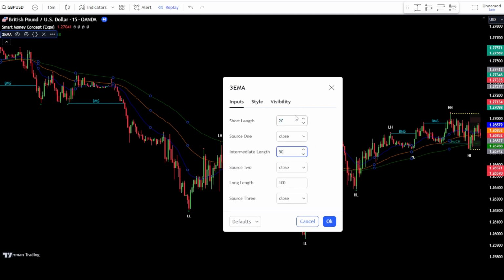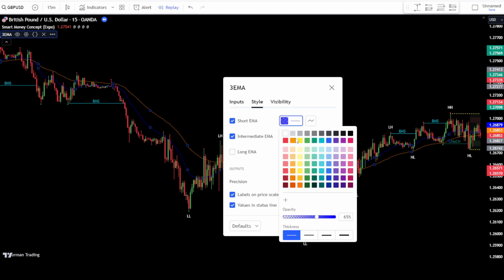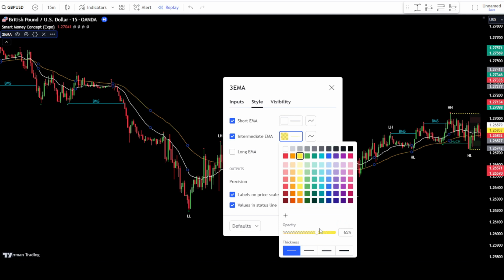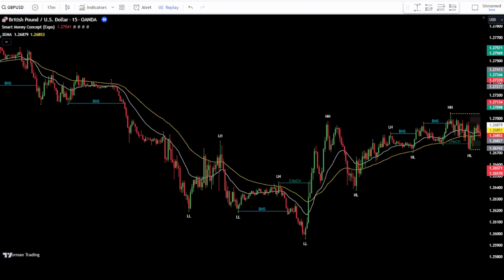Then, go to the Style tab. In the Style tab, remove the checkmark for long EMA. Adjust the color and line thickness for both short EMA and intermediate EMA according to your preference. Click OK once you've finished configuring the settings.